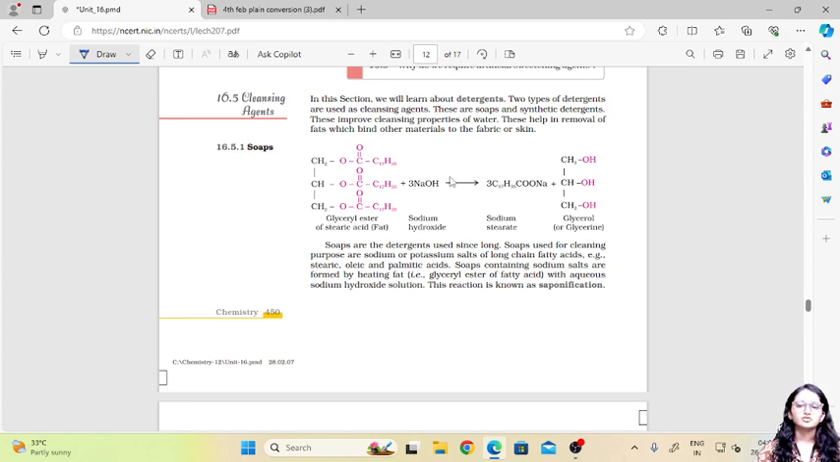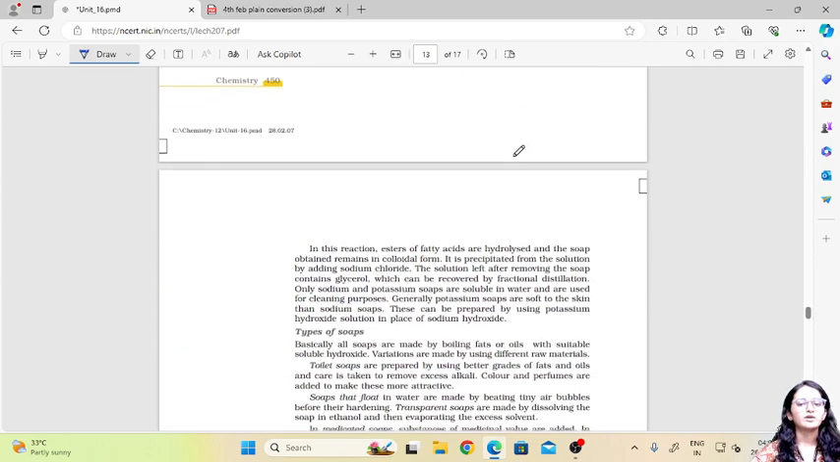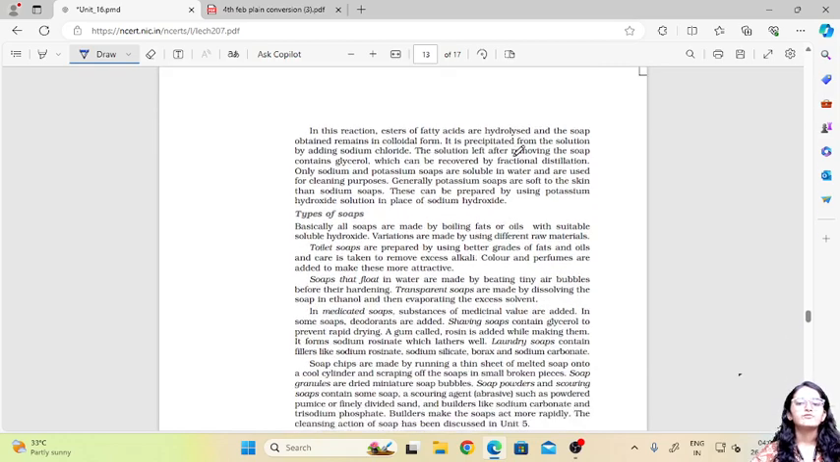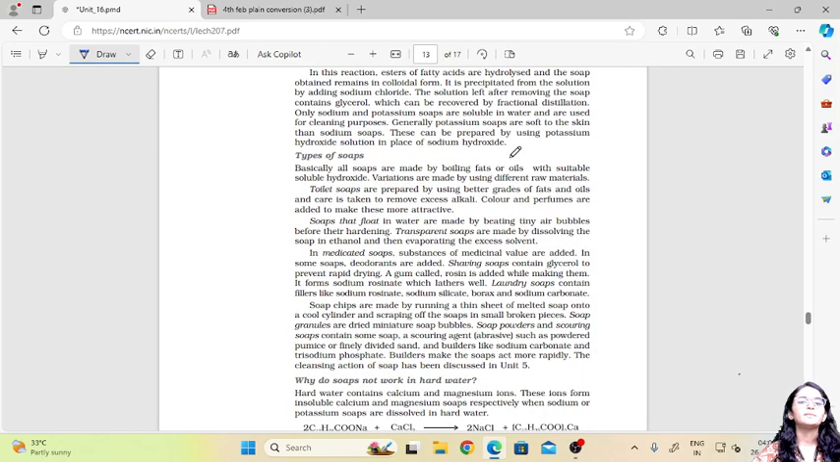Soaps containing sodium salts are formed by heating fat with aqueous sodium hydroxide solution, and this reaction is called saponification. In this, esters of fatty acids are hydrolyzed and the soap obtained remains in colloidal form.